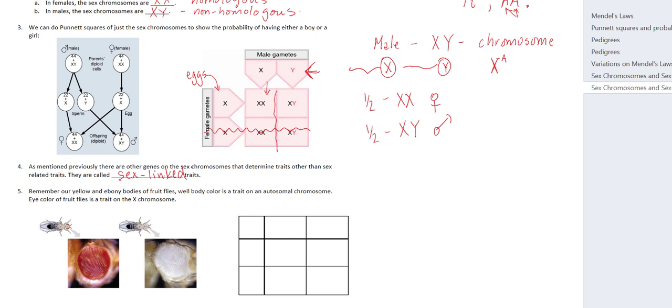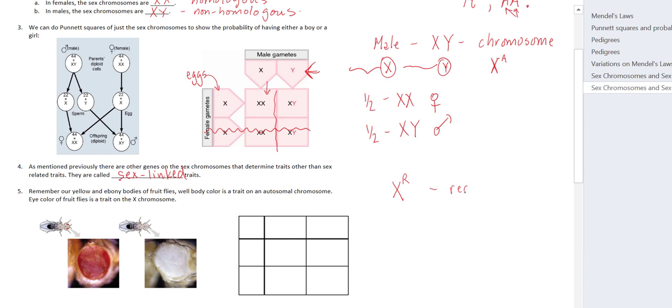In this case, eye color is a sex-linked trait, and we would show it as a capital R because red is dominant to white.